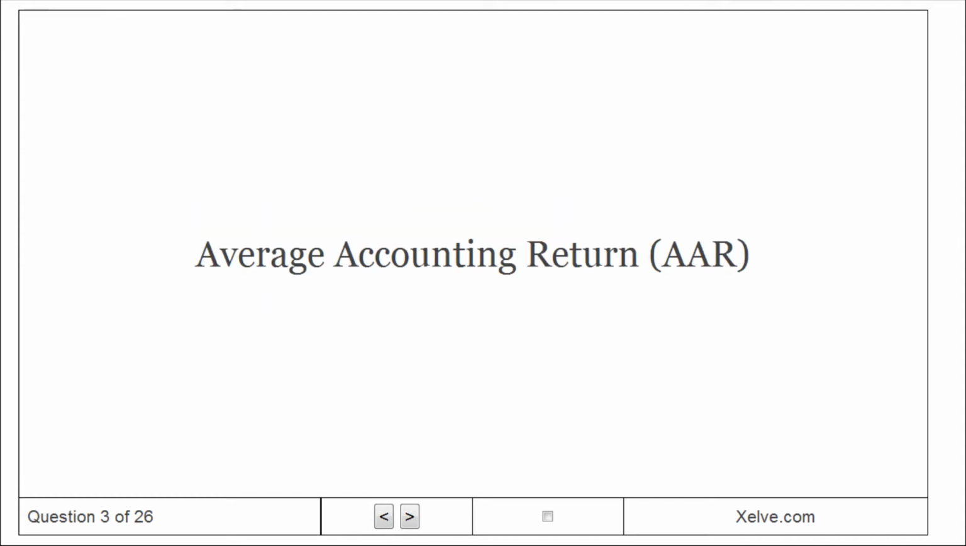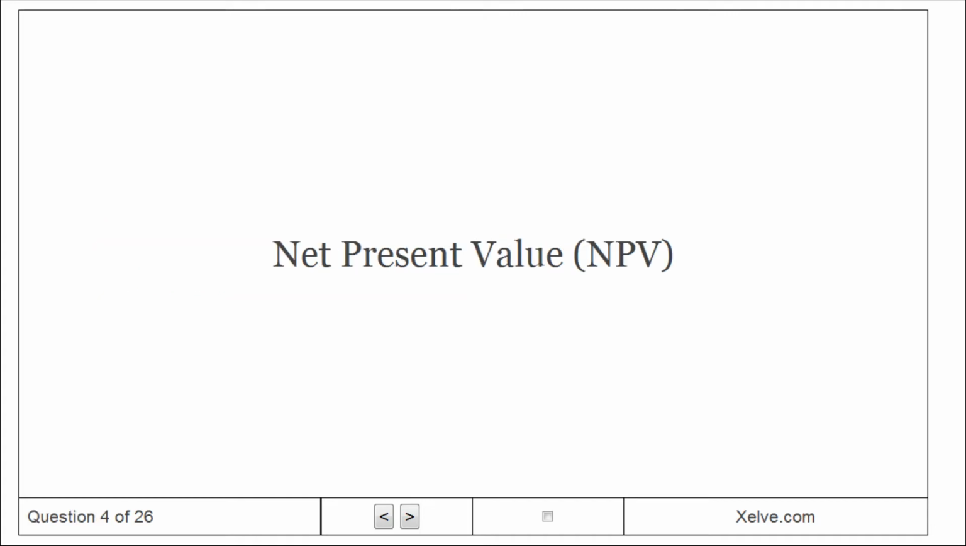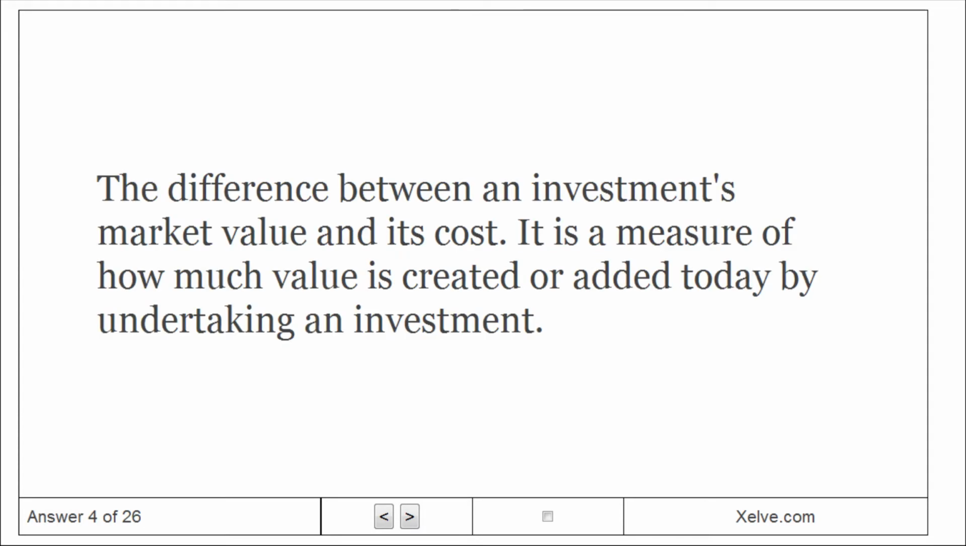Average accounting return. An investment's average net income divided by its average book value. Net present value. The difference between an investment's market value and its cost. It is a measure of how much value is created or added today by undertaking an investment.